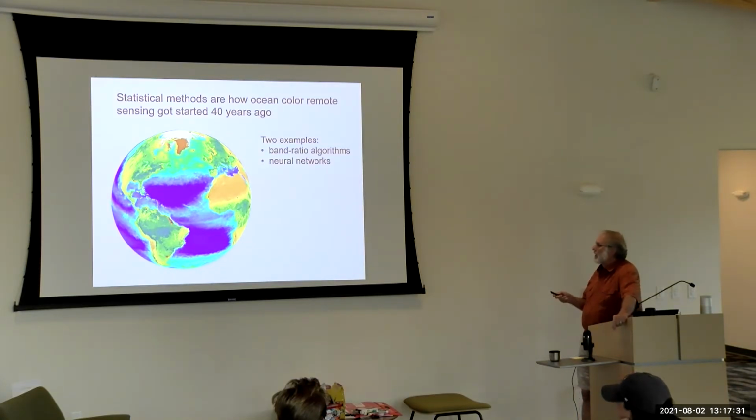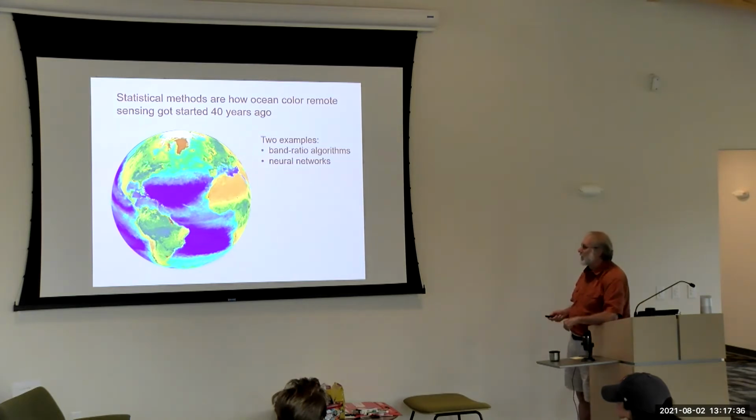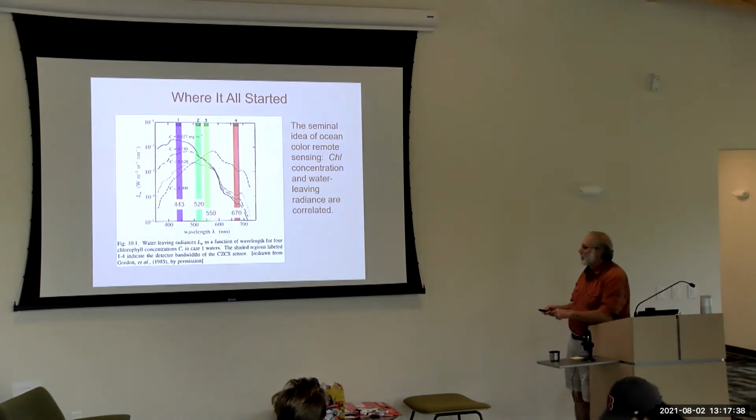Well, we're going to look at two different types of statistical models, band ratio algorithms and neural networks. And band ratio algorithms are how this whole business got started way back in the 70s. So you've seen this, Ken showed it to you before.